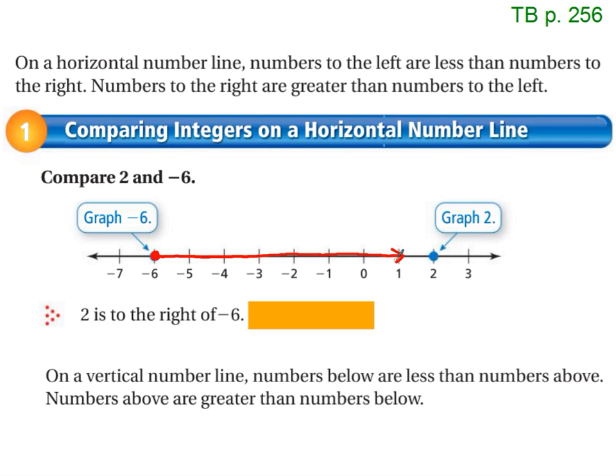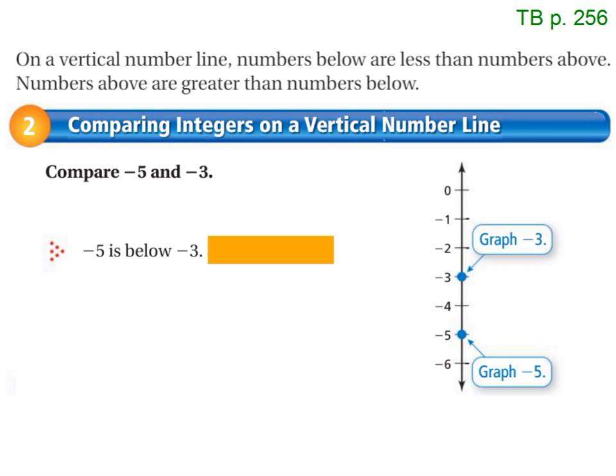And this is a little awkward at first, but we'll be practicing it quite a bit in the coming days. So 2 is to the right of -6, so 2 is actually greater than -6. Even though some people might think, well, -6 is a bigger number than 2. When it's a negative, it really is not. It's a smaller number. Now, when you're on a vertical number line, as you move up, the numbers get bigger.